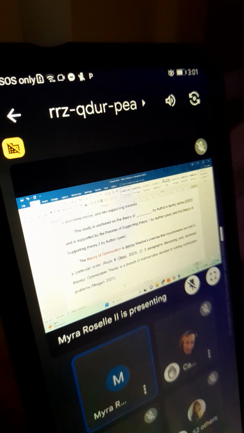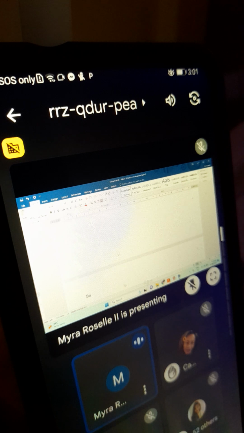So, you have 2 to 3 paragraphs of discussion for your anchored theory. For your first supporting theory, you also need to have 2 to 3 paragraphs with citation still. Second supporting theory, still. Okay, 2 to 3 paragraphs.